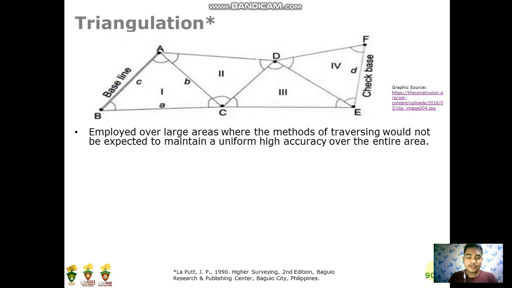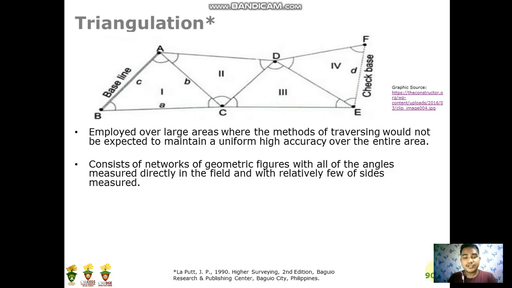So, triangulation is employed over large areas where the method of traversing would not be expected to maintain a uniform high accuracy over the entire area. So since lagyo naman kaayo siya, so dito nato siya ma-sustain no ang traversing kay tungod lagyo na ang stations, kinahanglan na gid siya another method for establishing control. Di na jud pwede or dili na feasible si traversing. So kani si triangulation ang gamiton. And of course, to maintain the high accuracy. Okay.